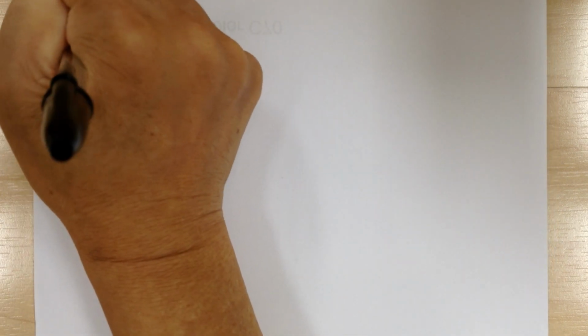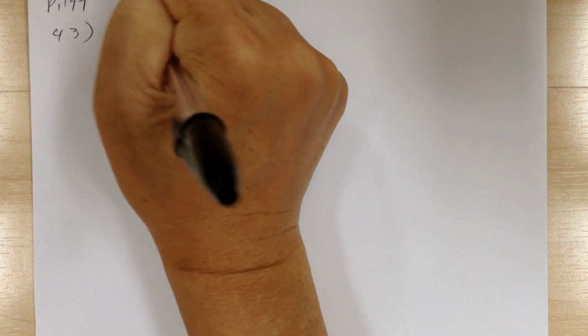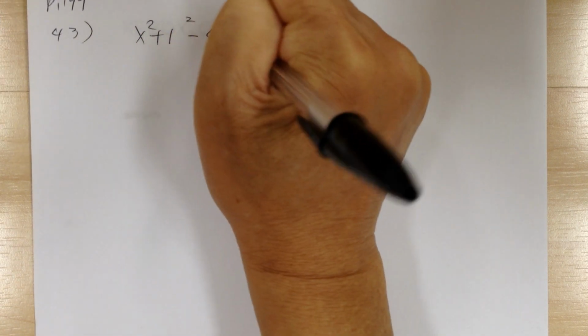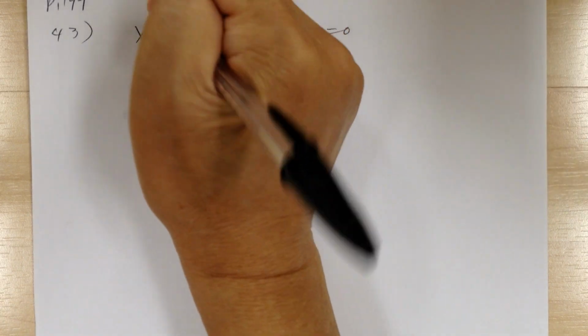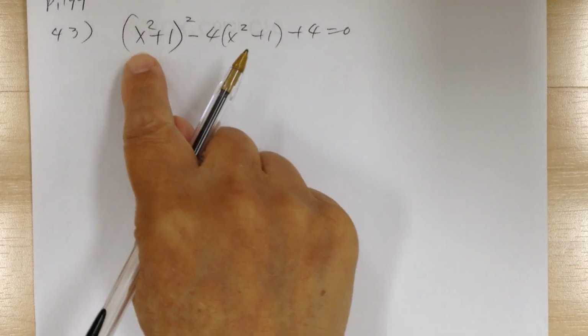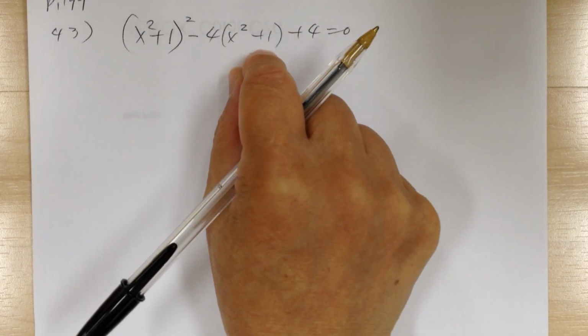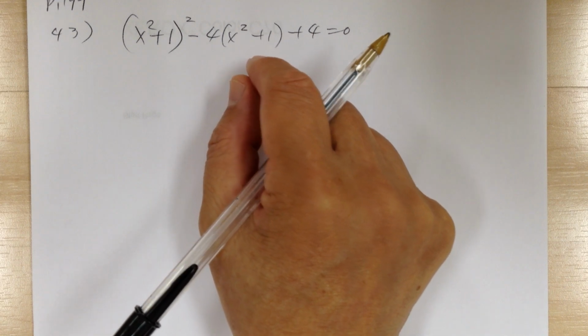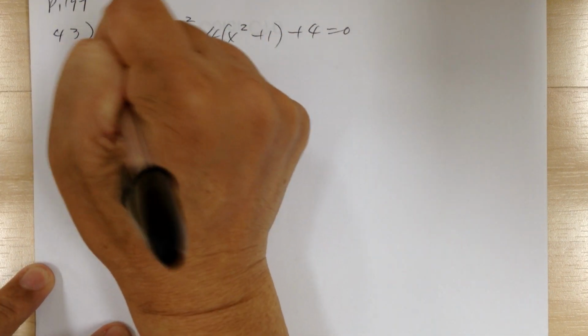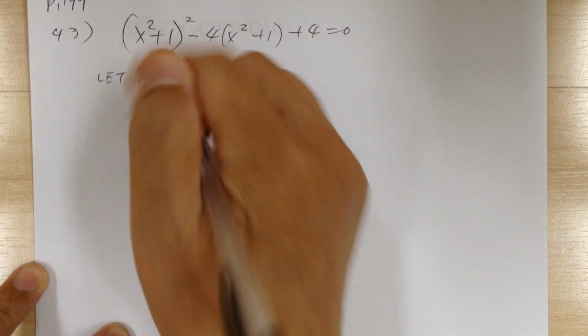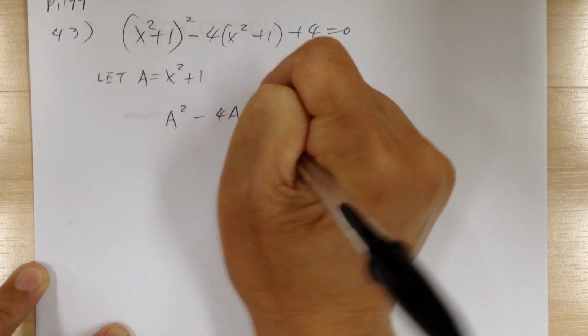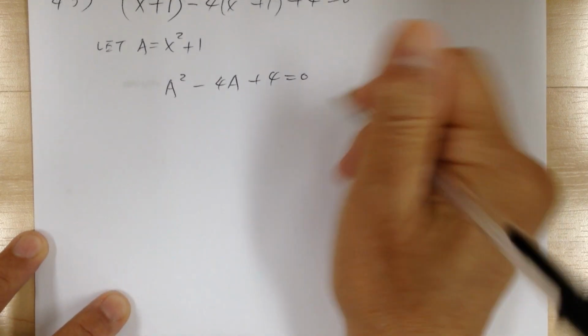Okay, let's go to the next one. You got (x squared plus 1) squared minus 4 times (x squared plus 1) plus 4 equal to 0. Whenever you see a repeated part and it gets messy, use a substitution. So let a equal x squared plus 1. You can use any letter. So this becomes a squared minus 4a plus 4 equal to 0. Then you can do the factoring.